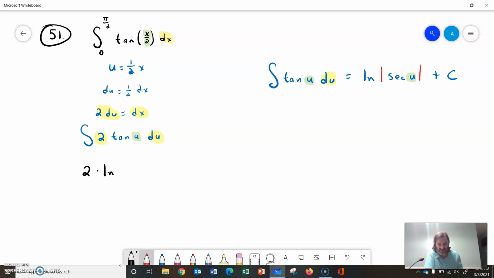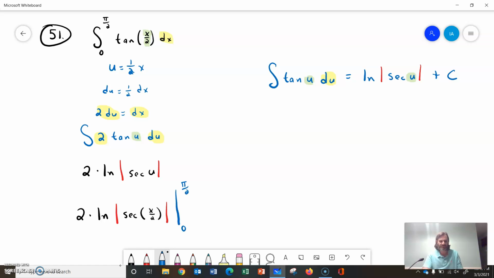Okay? So in that, I have everything I need, and that means the integral would be 2 times the natural log of the secant of u plus c, but since we're evaluating this thing, we'll just go ahead and write it out. But we need to get it back to x. Remember, u was 1/2 x, so we got 2 times the natural log of the absolute value of the secant of x over 2, and that's going to be evaluated from 0 to pi over 2.